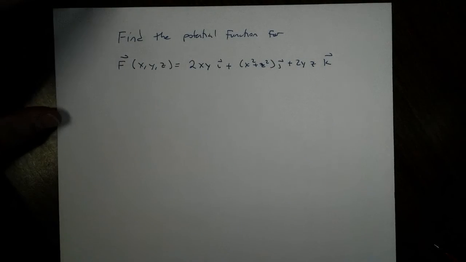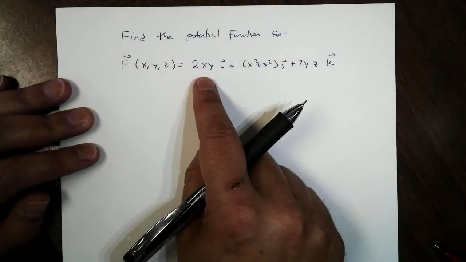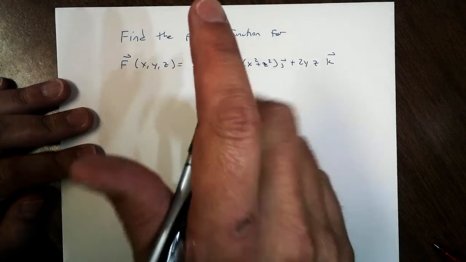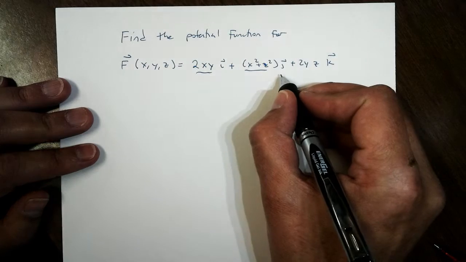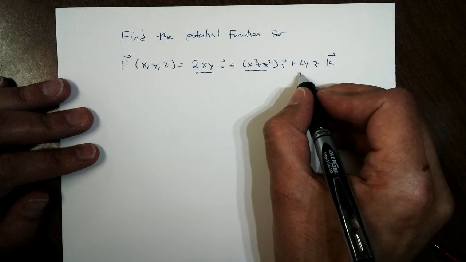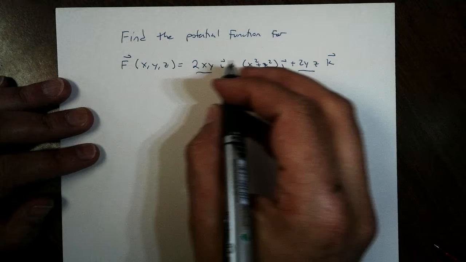For this example, we are trying to find the potential function for the following vector field in 3-space. So we have this 2xy in the i direction, this x squared plus z squared in the j direction, and this 2yz in the k direction.